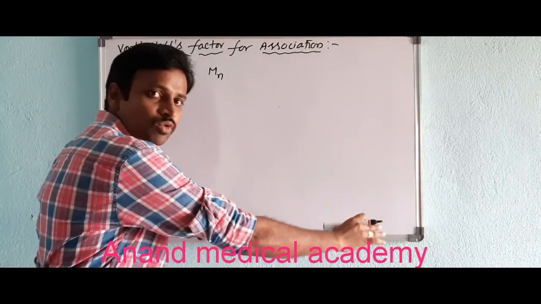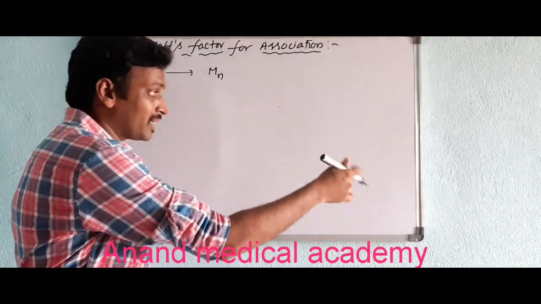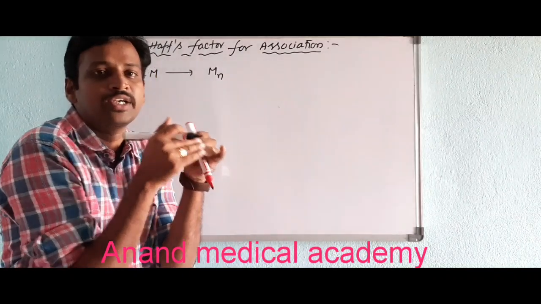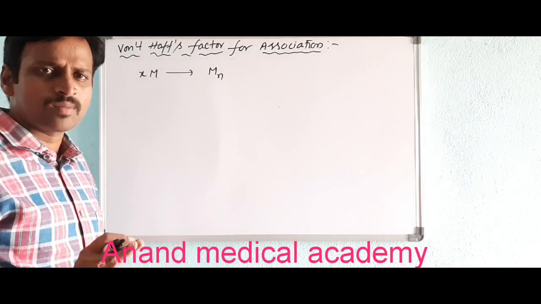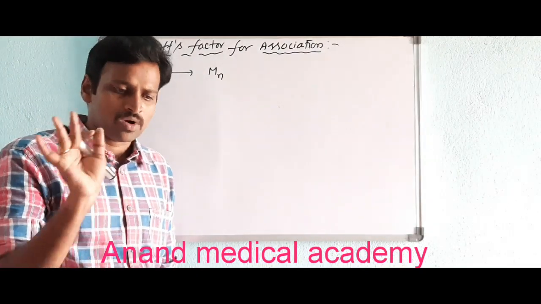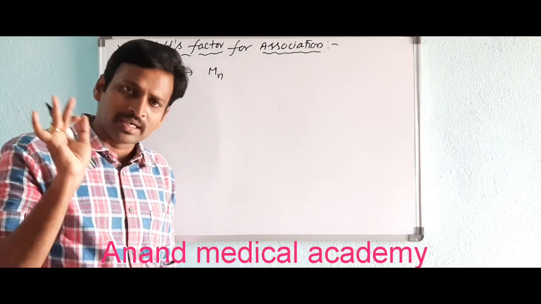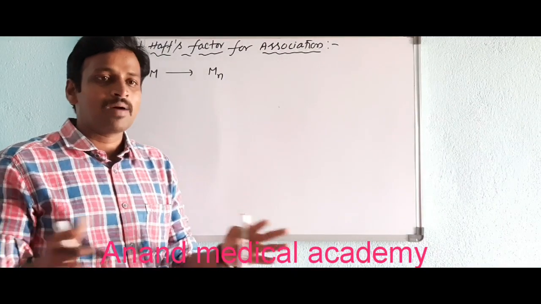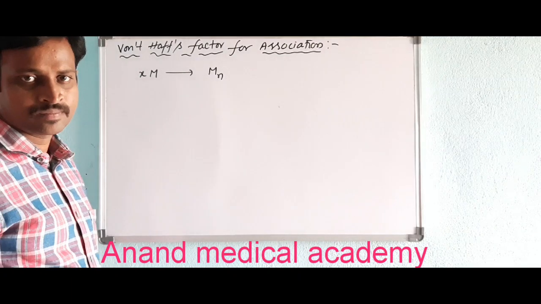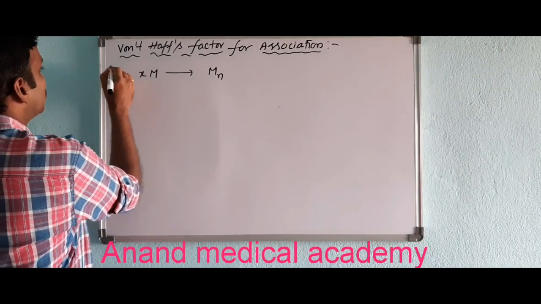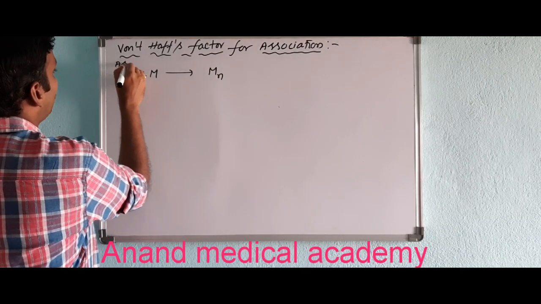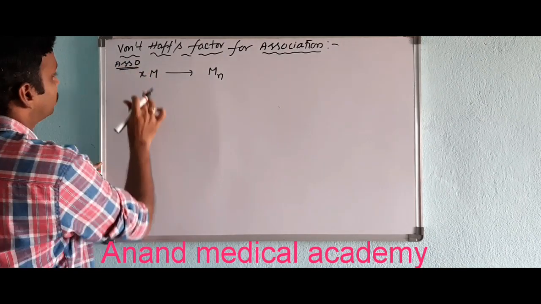So of course in that 1 mole also 2 molecules are there. But the number of particles associated into 1. 2 become 1. The molecular formula is the same, there is no change. Molecular weights will be the same. But the number of particles will be different. Got it? So here XM converted to Mn. This is an example for association.